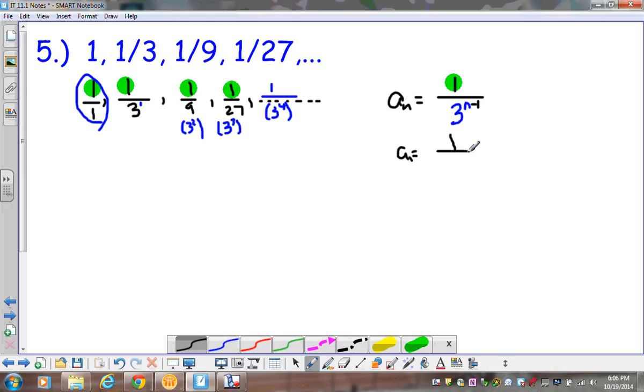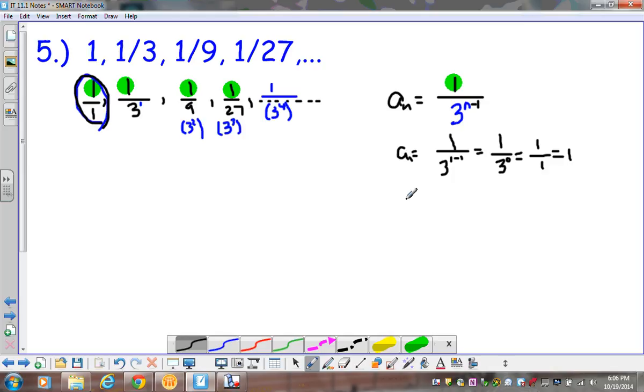So 1 over 3 raised to the, I'm looking for my first term, my n value is 1, so it'll be 1 minus 1. So it'll be 1 over 3 to the 0. Well, 3 to the 0 is 1. So it'll be 1 over 1, which is 1. So is my first term 1? Yes, it is. All right, so far it's working.